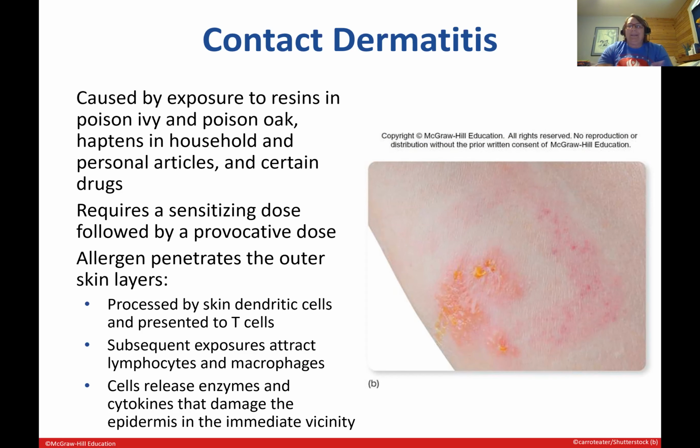The allergen, in this case, needs to penetrate the outer skin layers, and then it's going to be processed by dendritic cells that live just underneath the skin, and it's then going to be presented to T cells, which are then, in subsequent exposures, going to attract lymphocytes and macrophages. Cells are going to release enzymes and cytokines that actually damage the skin in the immediate vicinity. This is one of the reasons that these poison ivy infections get so angry and weepy and so on, because you've got an enormous hyperreaction of the immune system occurring in that localized area right underneath the skin.